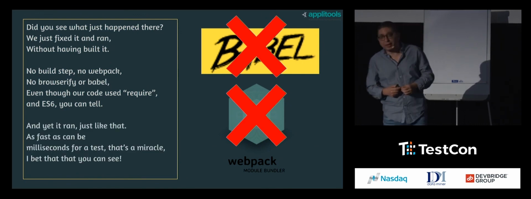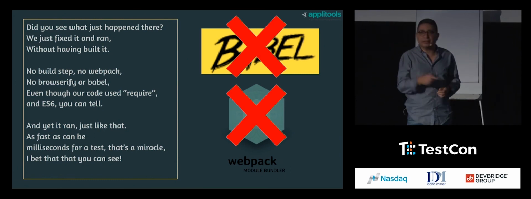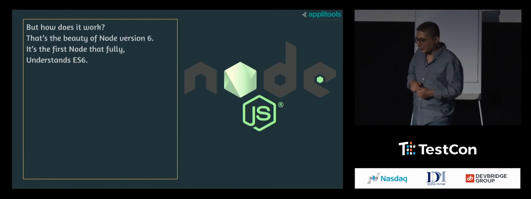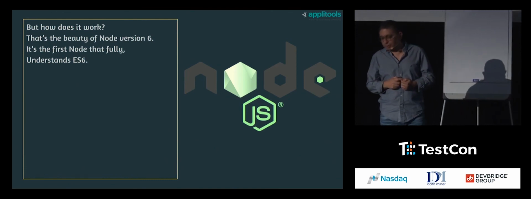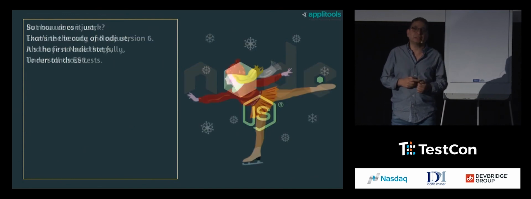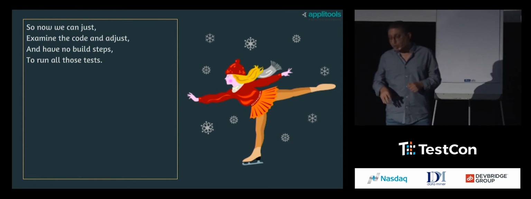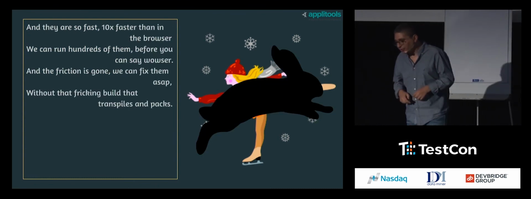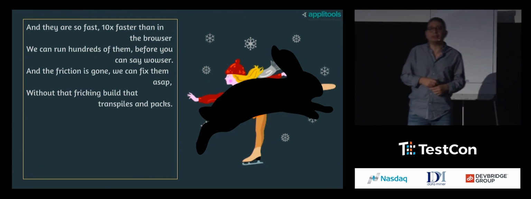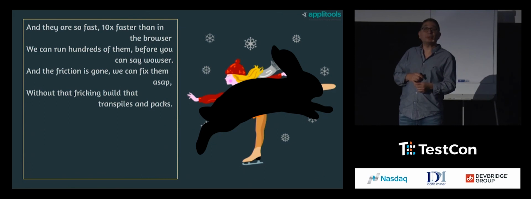As fast as can be. Milliseconds for a test. That's a miracle, I bet that you can see. But how does it work? That's the beauty of Node version 6. It's the first Node that fully understands ES6. So now we can just examine the code and adjust and have no build steps to run all the tests. And they are 10 times faster than in the browser. We can run hundreds of them before you can say wowzer.